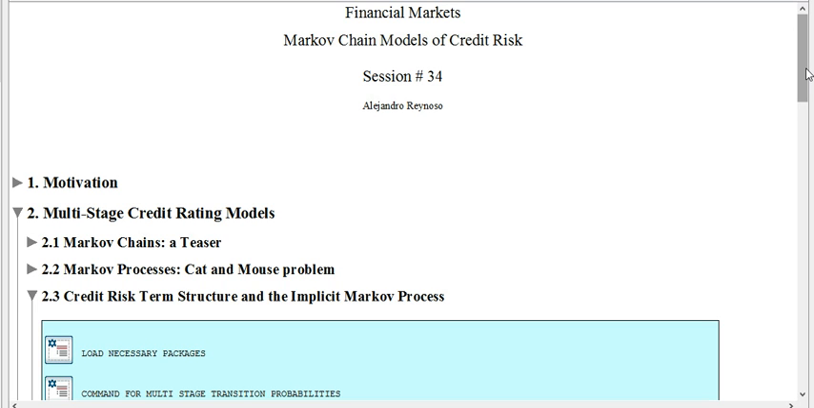Welcome back to session 34. We will continue with our reduced form models of credit risk. And now we are going to talk about Markov chains.